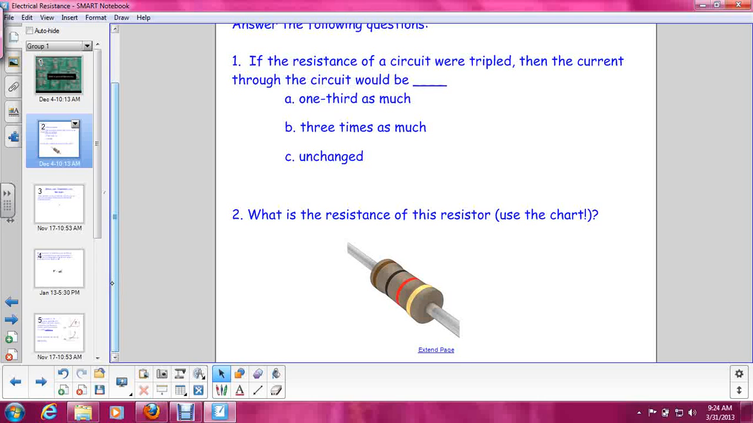And number 2, what is the resistance of this resistor? I want you to use the chart to tell me how strong of a resistor this is.